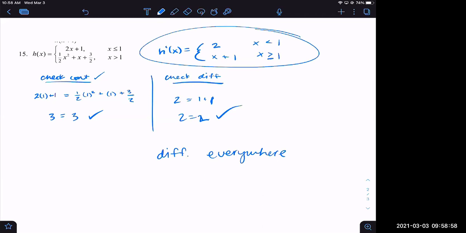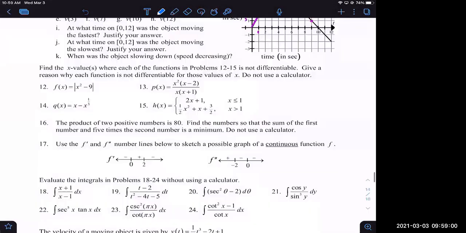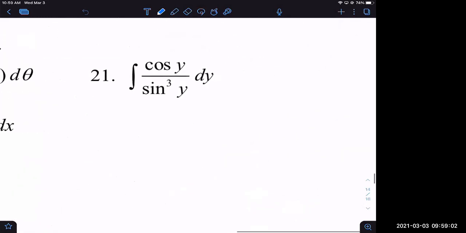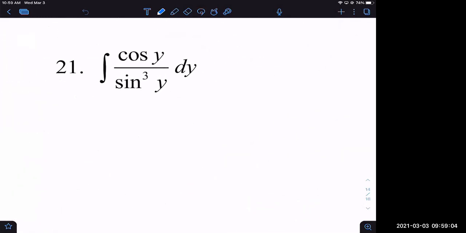Okay, and then 21. 21 is an integral, so we still have a lot of integration practice. I see this as our most common method of integration.